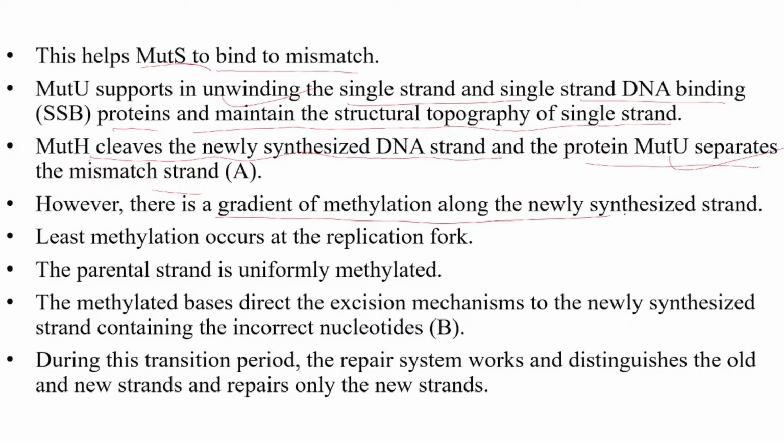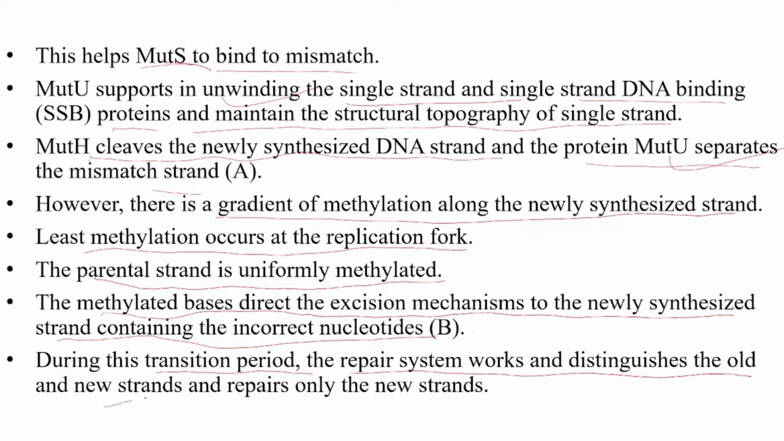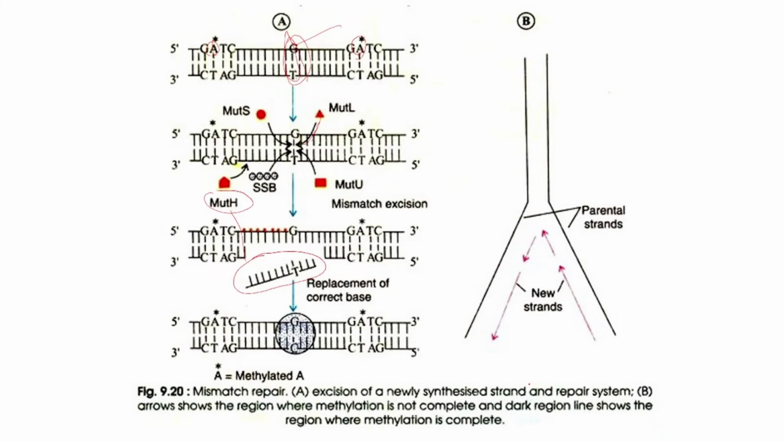However, there is a gradient of methylation along the newly synthesized strand. Least methylation occurs at the replication core. The parental strand is uniformly methylated. The methylated bases direct the excision mechanisms to the newly synthesized strand containing the incorrect nucleotides. During this transition period, the repair system works, distinguishes the old and new strands and repairs only the new strands. So, we will shortly discuss what message they are conveying to us.